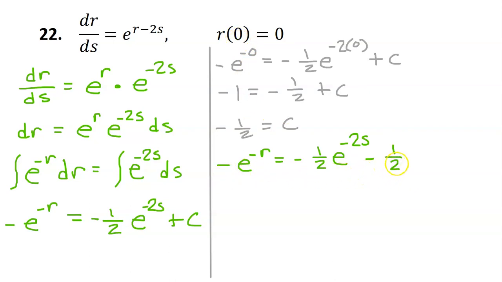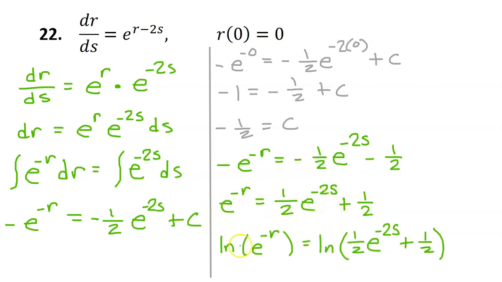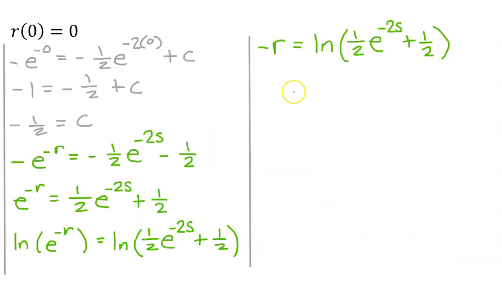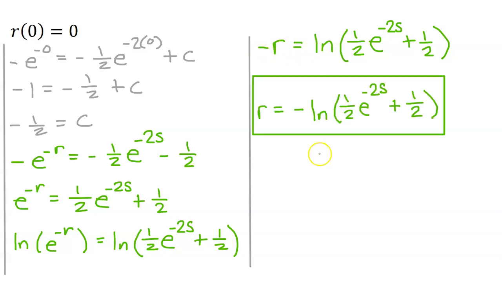Sometimes we can stop here. But let's keep going and see if we can get r by itself. For starters, let's divide everything by negative 1. To get rid of this e, I'm going to take the natural log of both sides of the equation. Base e and natural log are inverse functions, so they will cancel each other out. On the next step, we will just have negative r. And for the last step, let's divide both sides by negative 1. So this is the form of the solution that has r by itself.